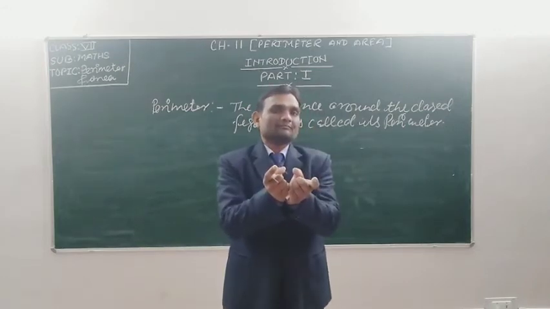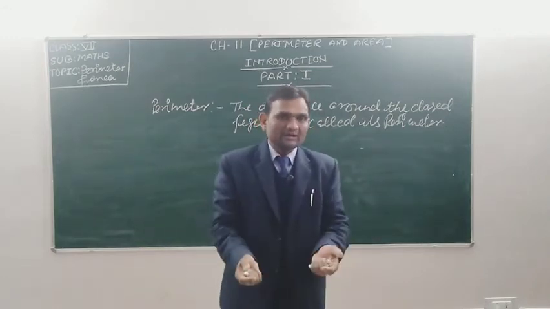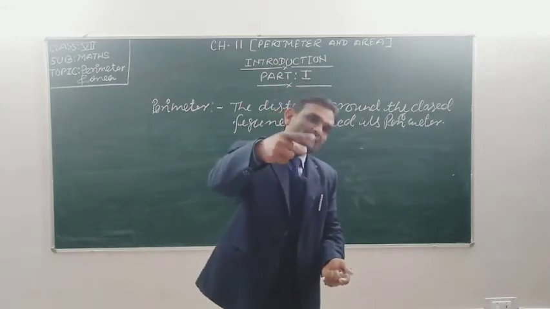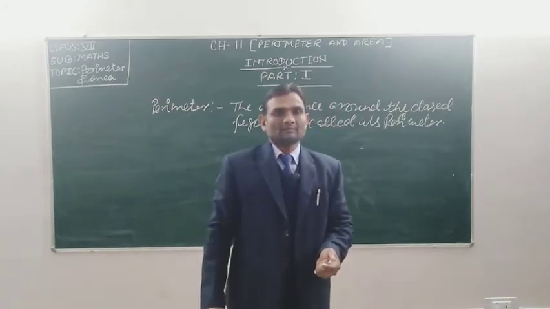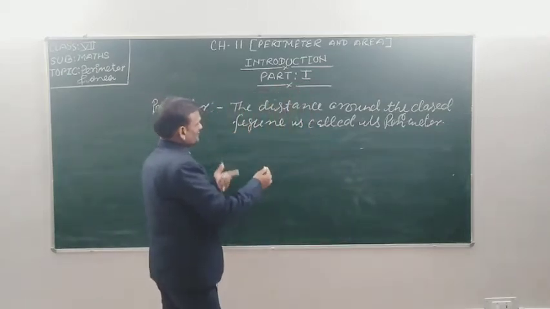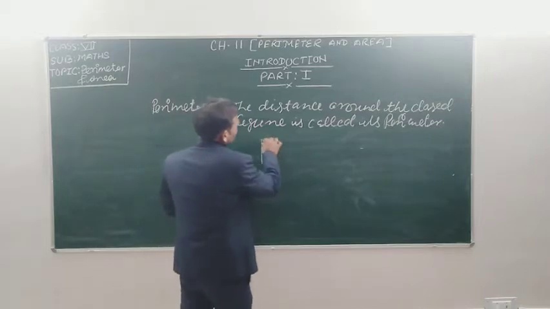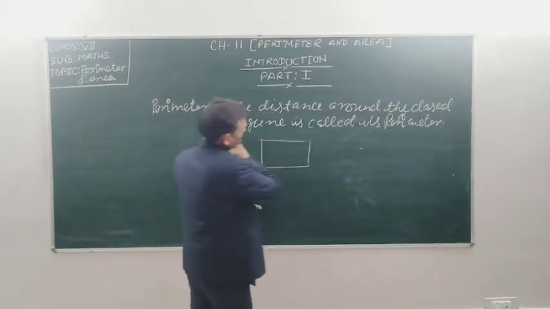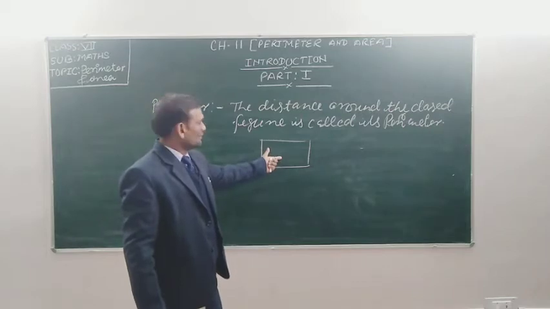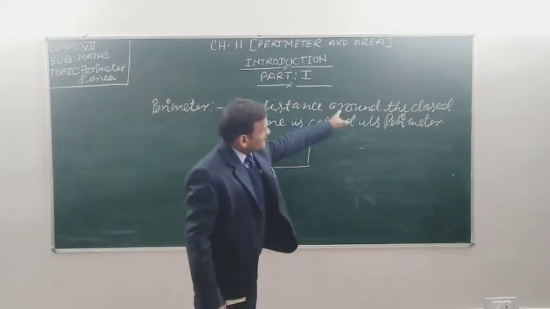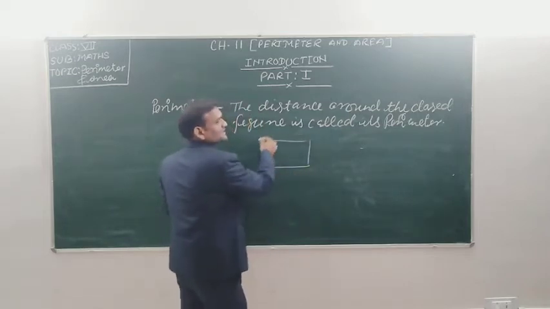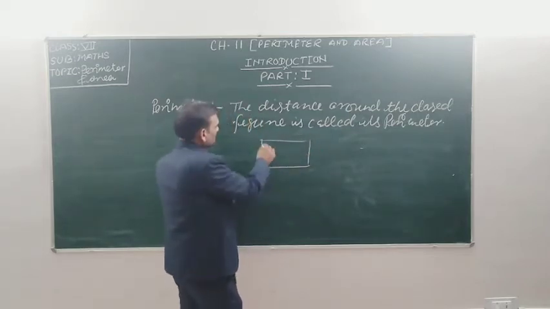perimeter. Whatever closed figure it is, its boundary, that is the perimeter. So, student, I am taking an example here. Suppose that this is a rectangle. So the distance around the closed figure, that is, the distance all around it, is the perimeter.